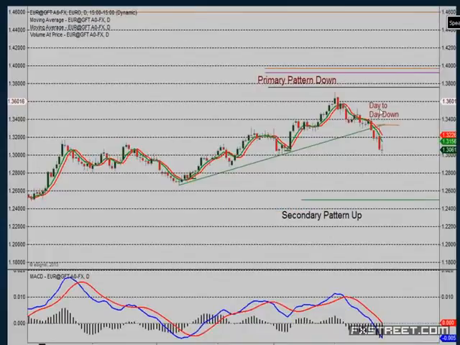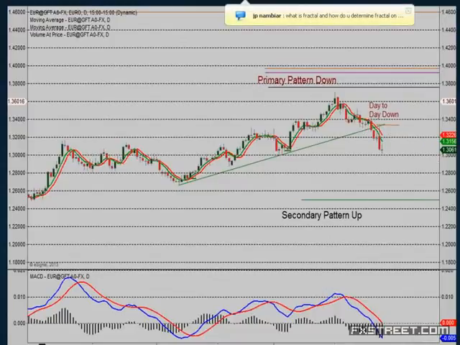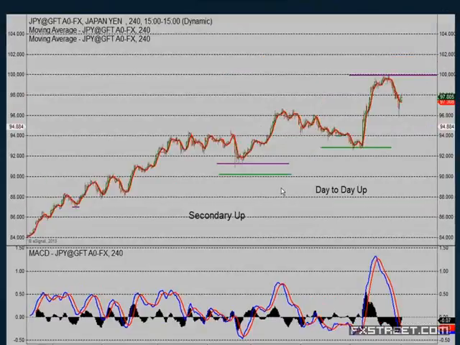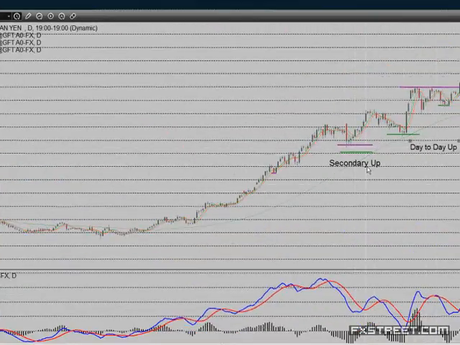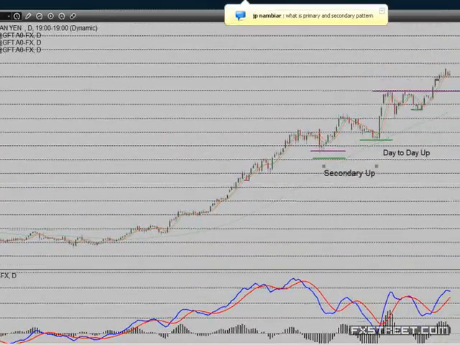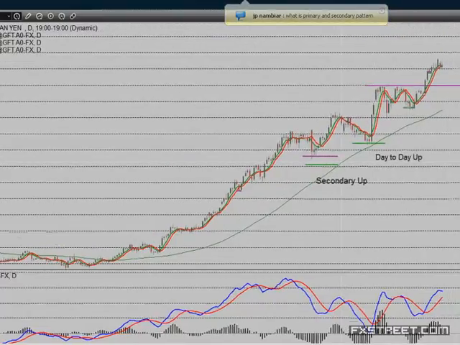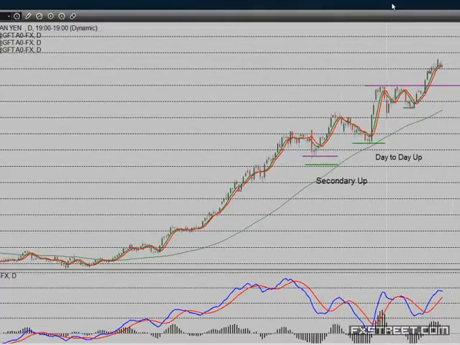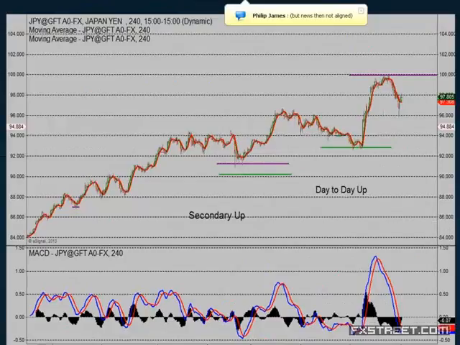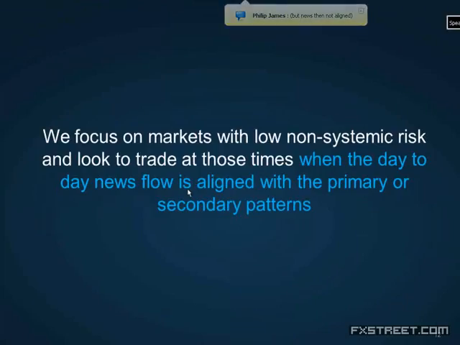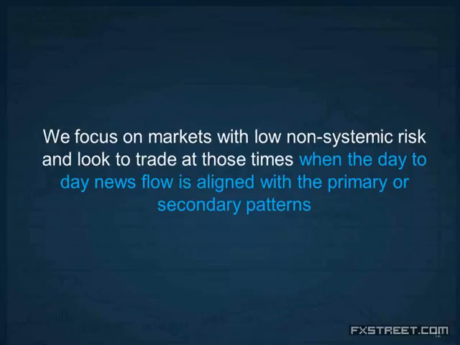Here's an example. Same thing. The day-to-day shifted in line with the primary. That's basically what we did before, but this is a different time frame. And here's dollar-yen. Actually, we don't even need the chart here. Here's the live chart, and you can see the advantage when you have the day-to-day aligned with that secondary. All three of them are lined up here, the primary, the day-to-day, secondary, but you could see that's the power of trending markets. And these are just examples of what we mean when we say we look to trade when the day-to-day news flow is aligned with the primary or secondary patterns.